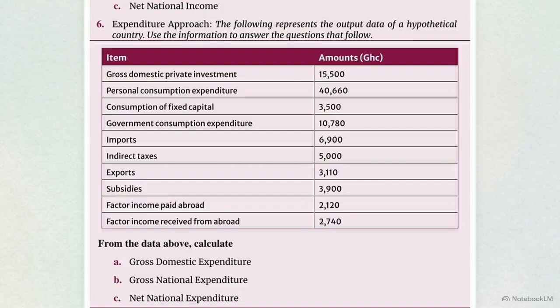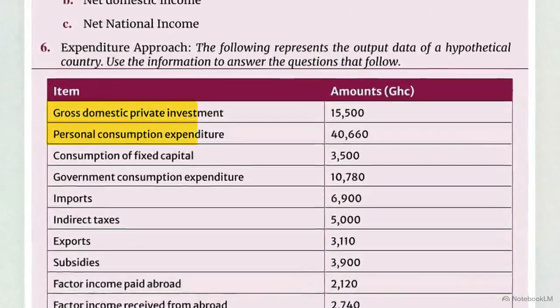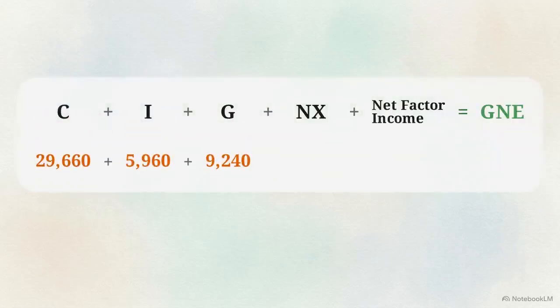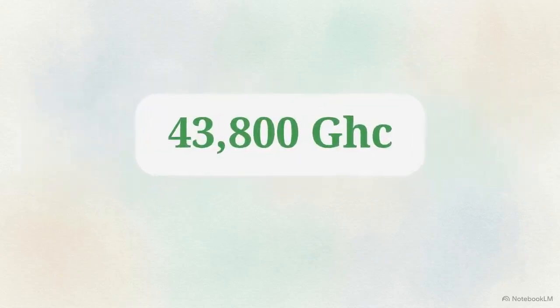Looking at the bottom table containing our output data, we can calculate our gross domestic and gross national expenditures. We map personal consumption expenditure directly to C and gross domestic private investment to I. Adding our government expenditure and adjusting for net exports and net factor income from abroad, the equation resolves to a gross national expenditure of exactly 43,800 cedis.